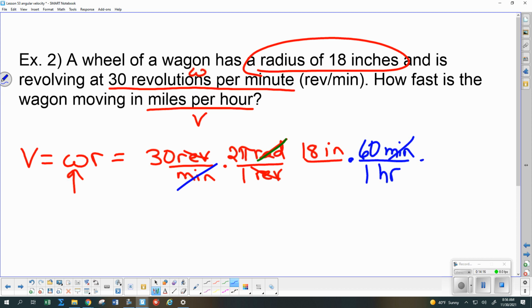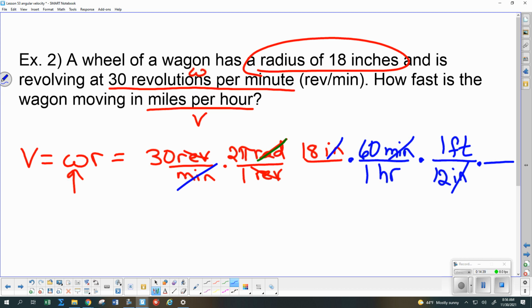Now let's worry about the inches. Rhea, how do I start changing inches to miles? So 12 inches and 1 foot are the same distance. I need the inches in the denominator, so it will cancel. And now I have feet.